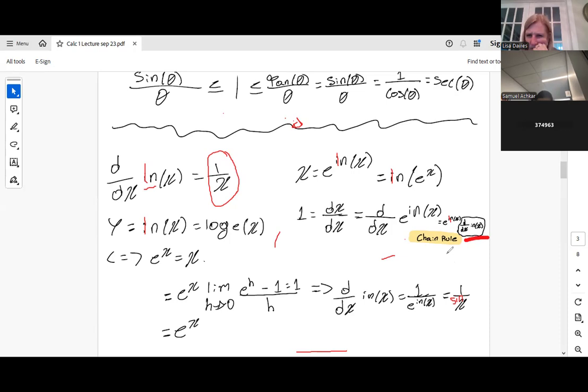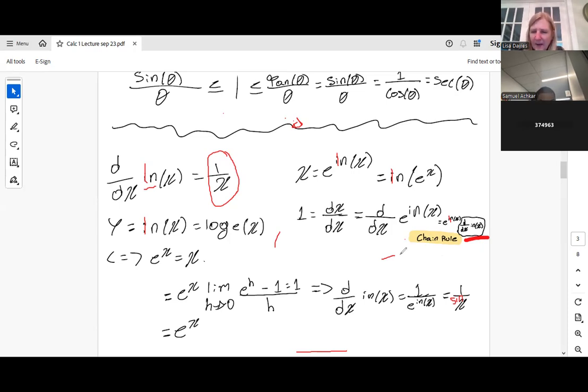d over dx, and then log x. Let me just take a screenshot, I guess. Oh, I see. Okay. No, I see what he's saying. So that one's not finished yet then.